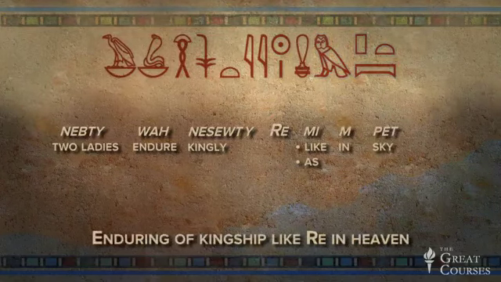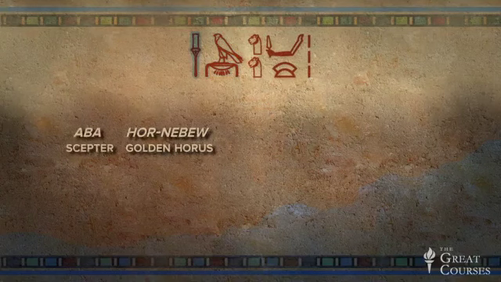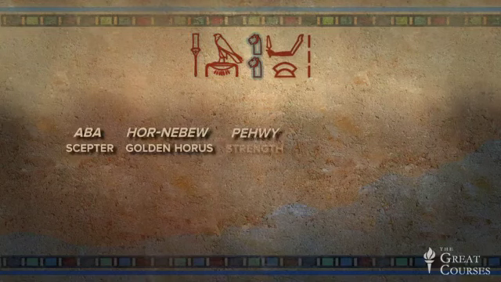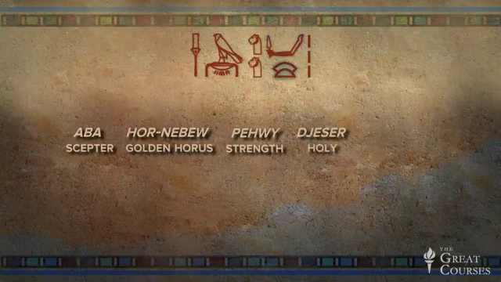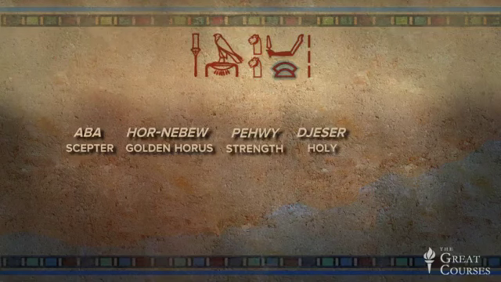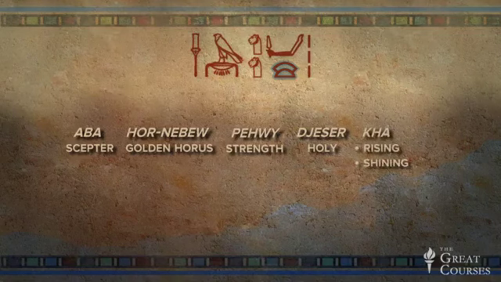Next, the golden Horus name. Note that it's preceded by a scepter, another word for power. The two lions are pronounced pehwi. It's the dual. It means strength. The hand holding the wand was pronounced jesser and means holy. The hieroglyph after it, we've seen before. It's the hill with the sun rising behind and was pronounced cha and means rising or shining.